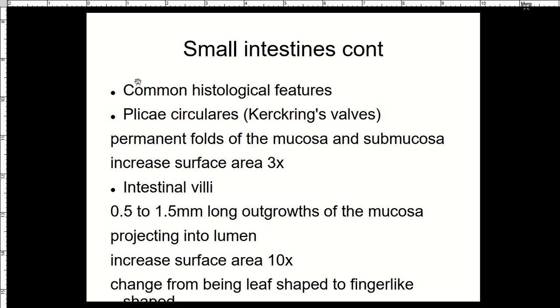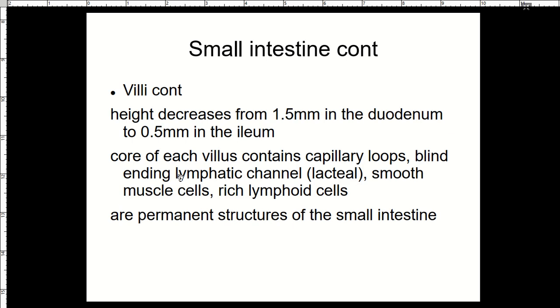And from the plicae circulares, you're going to have intestinal villi. The villus is a core of the lamina propria with a central lymphatic called the lacteal, and it's going to be lined by simple columnar epithelia. And this is going to increase the surface area by tenfold. So take note of this.